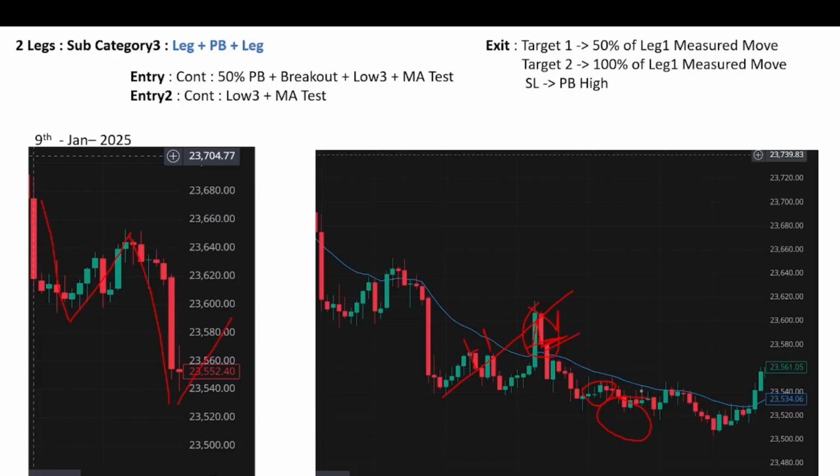But you also got the same condition again: low 1, low 2 and low 3, MA test. So you got one more. Although it turned out to be only a scalp, you still got a continuation trade.